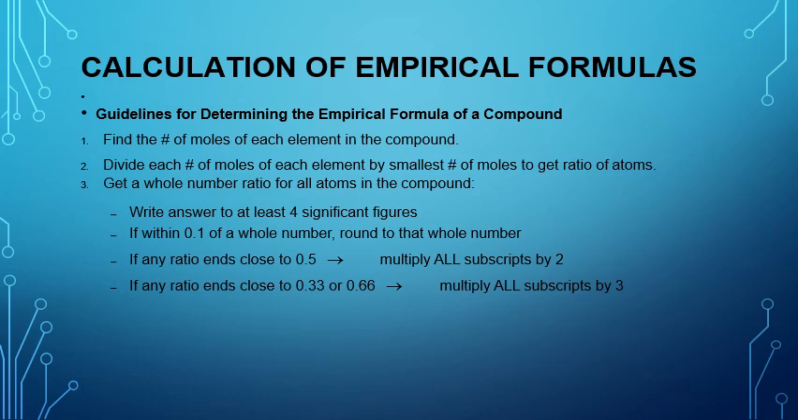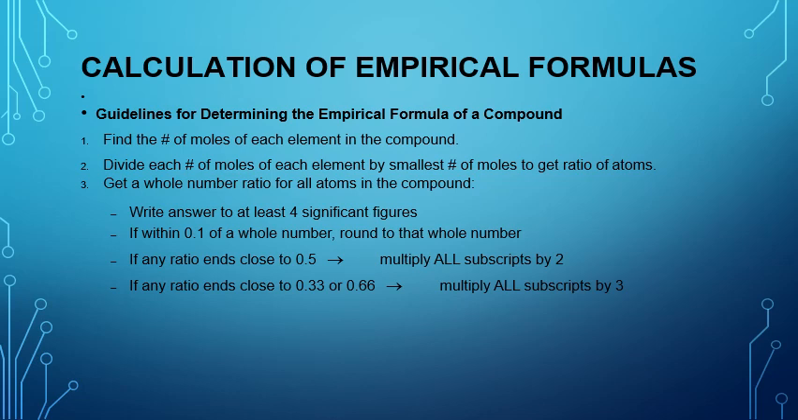So if I find my smallest number of moles and divide each element by that number of moles, that's going to give me a ratio not only of the moles, but a ratio of the atoms as well. And so once I get that ratio, I need to just simply make sure that it is in a whole number ratio. If it's not, then I'm going to find a number that I can multiply everything by to make all of them whole numbers.